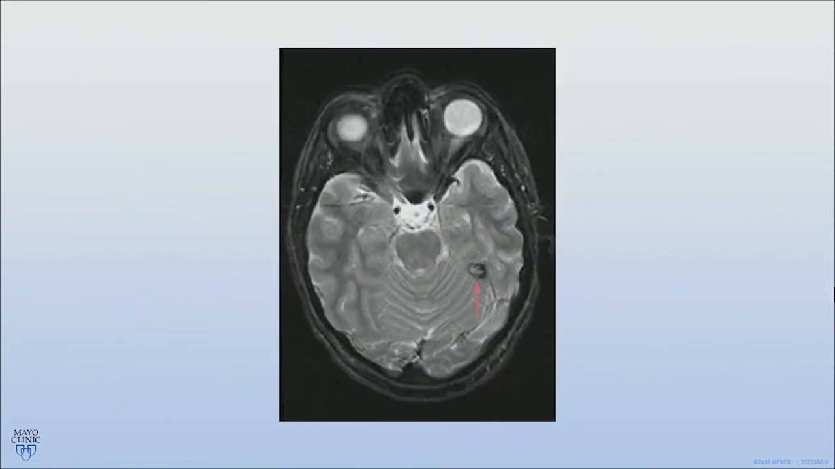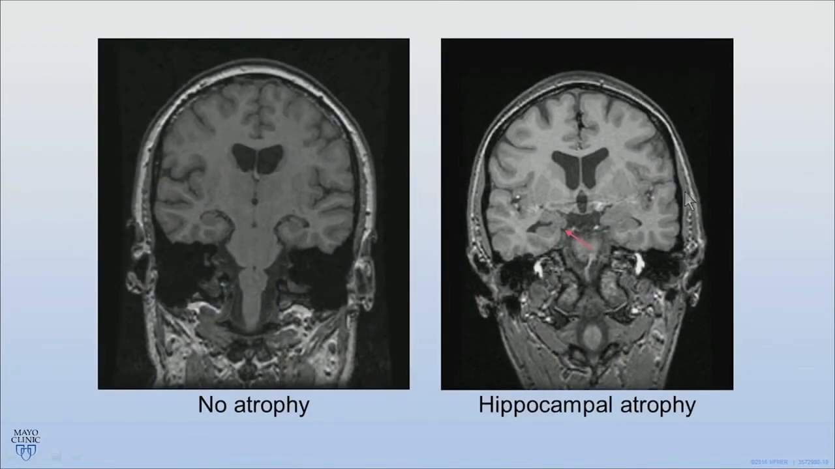Can anybody tell me what this is? This is a cavernoma, cavernous angioma, isn't it? And it's very easy to pick it up on the MRI. Of course, by easy, I mean easy in terms of the size and in terms of the experience of the person looking at the MRI image.